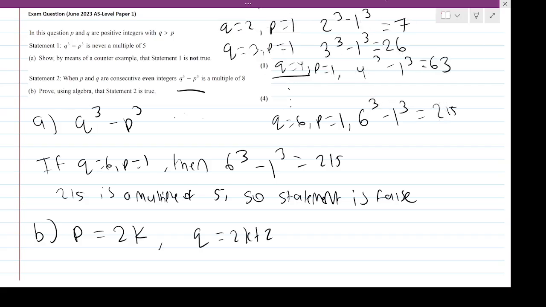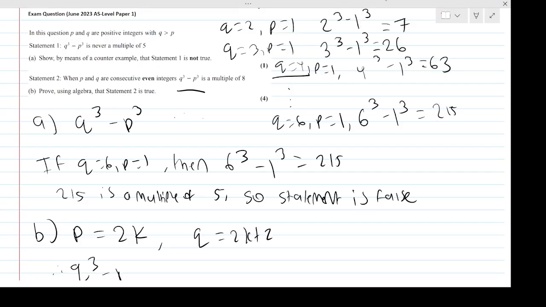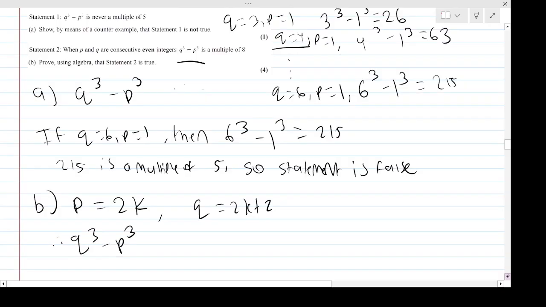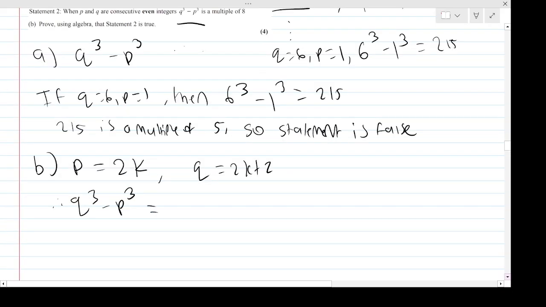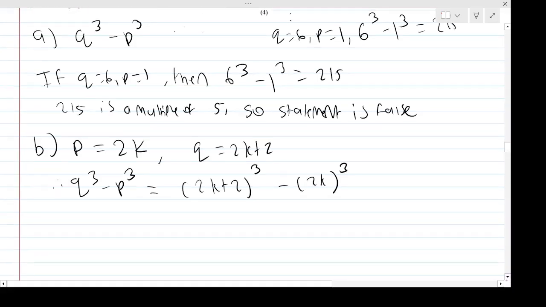So therefore Q cubed, take away P cubed in this case, is going to be 2k plus 2 all cubed, take away 2k all cubed. So then we need to expand the bracket. Firstly, that's 2k plus 2 times by itself 3 times.